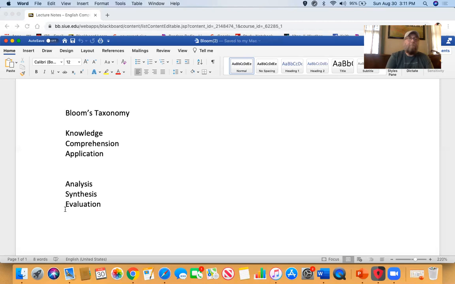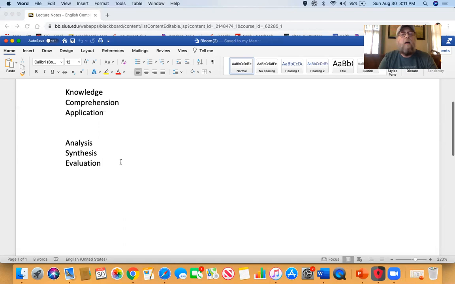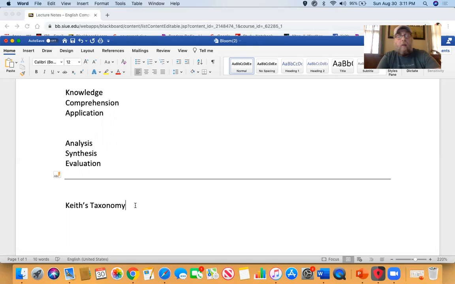I don't have it written down here, but I will. One of the things that we talked about is Keith's taxonomy. And I figure if our good buddy Benjamin Bloom can have a taxonomy, why can't I, right? And this is what I came up with. Whoops.